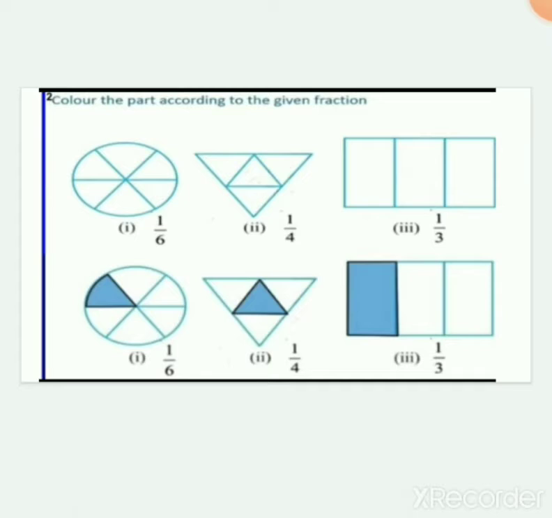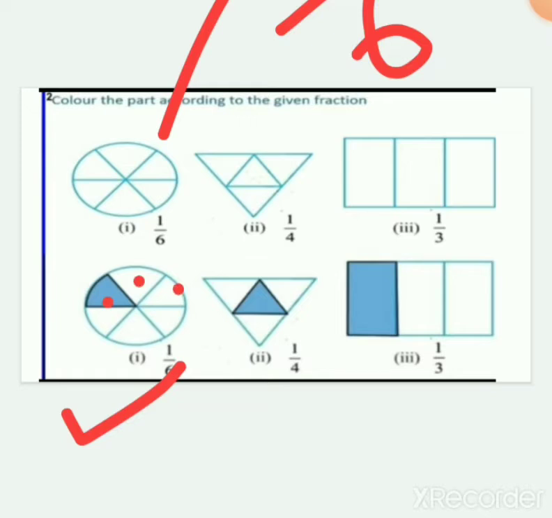We have question 2. Color the parts according to the given fraction. Okay, you have to color now according to the fraction given to you. It is given 1 upon 6 and it means total parts are 6. You can see 1 2 3 4 5 6, and how many are covered? 1 is covered. This is representing the shaded one. This is covered, so this is the right representation.